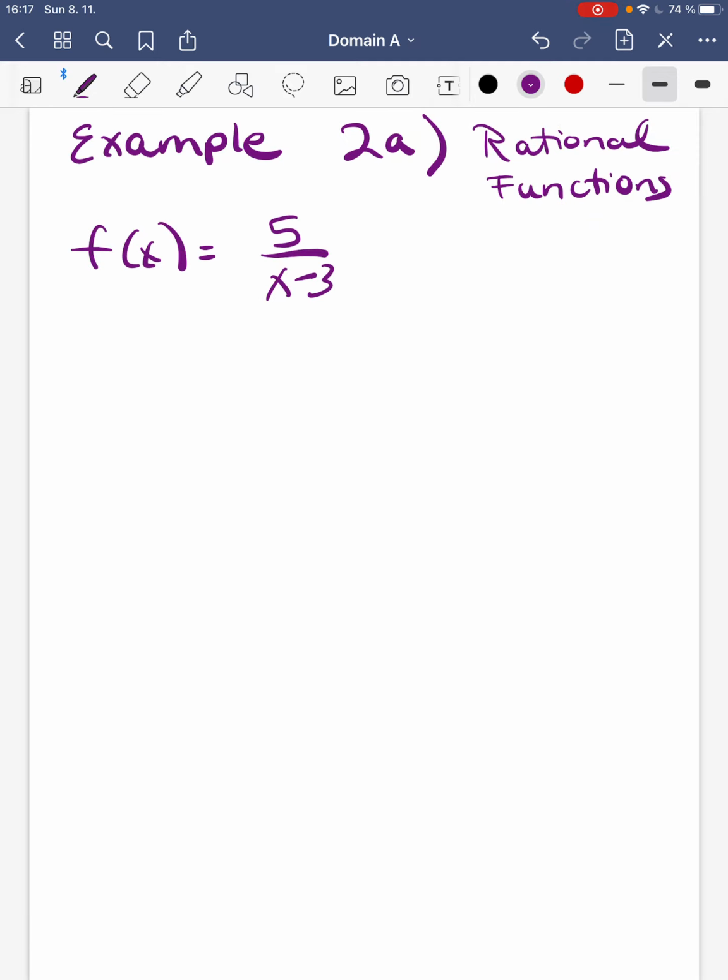All right, an example with rational functions. Please try and solve this on your own. See if you can get the correct answer. Did you get it right?